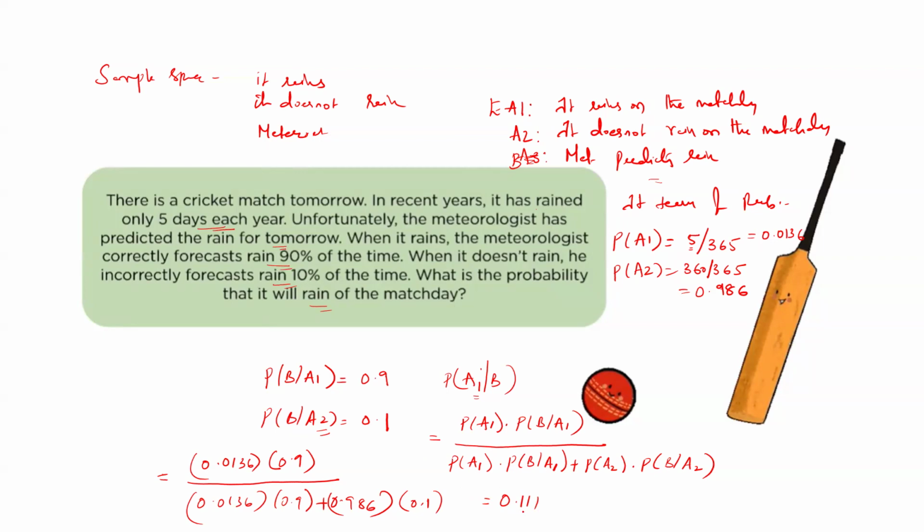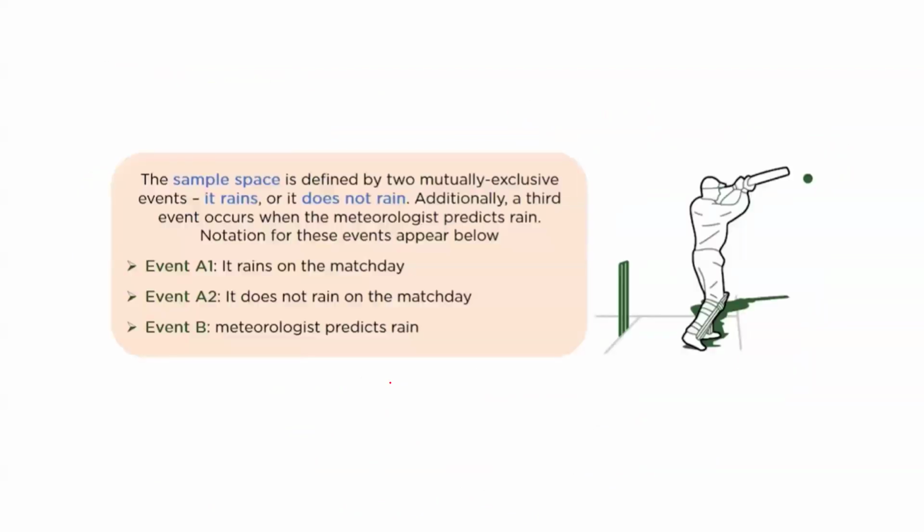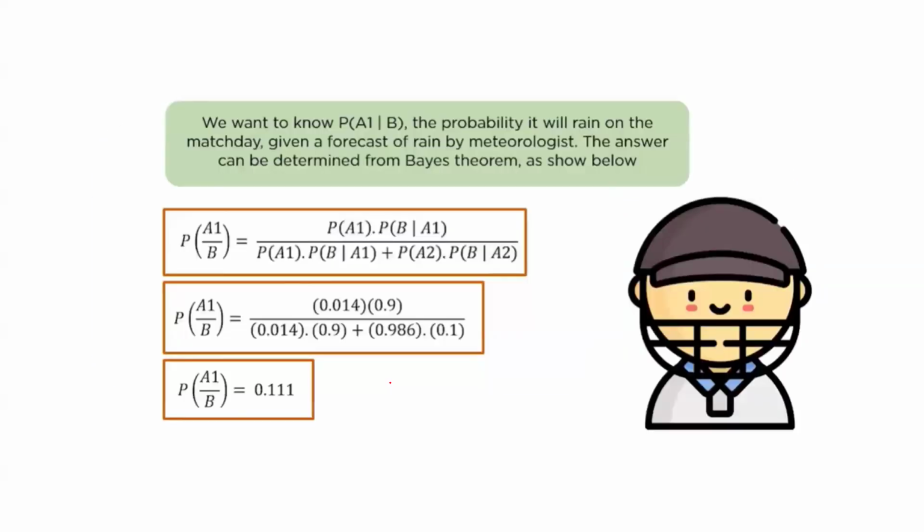That is, given the prediction that it will rain, the chances are about 0.1 that it may rain on the match day. In this way, we are going to find out the probabilities using the Bayes theorem. So when a question like this comes, based on the Bayes theorem, we have to find out the probabilities. I have made this PPT very clearly and I have made the solutions. Just pause for a second and make a note of all these answers. So the probability of A1 given B equals 0.1.